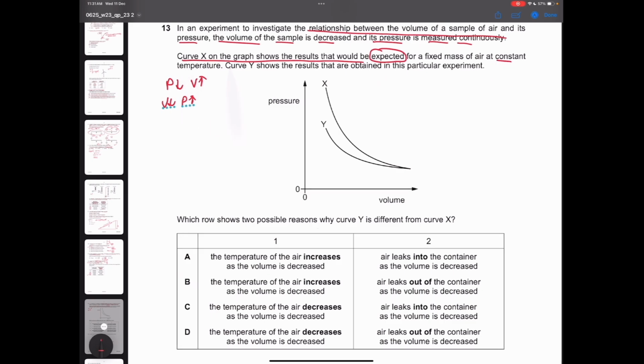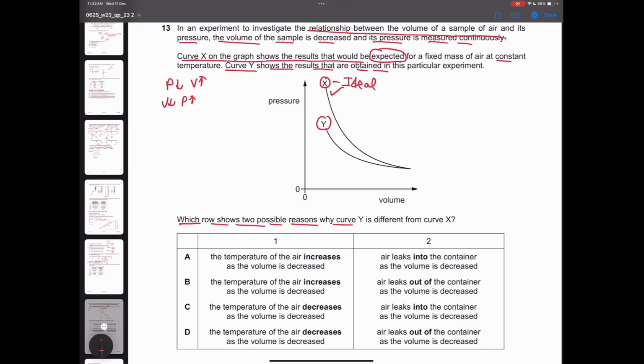Then curve Y shows the results that are obtained. So it's just like that in the graph, X is the ideal expectation. It should be like this. But in reality, we obtained the graph Y. In the question, they're asking you which row describes two possible reasons why the graphs are different. We expected it to be a curve like X, but it is Y.